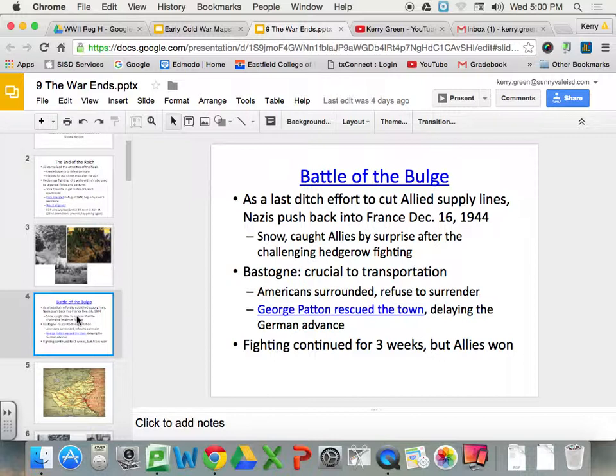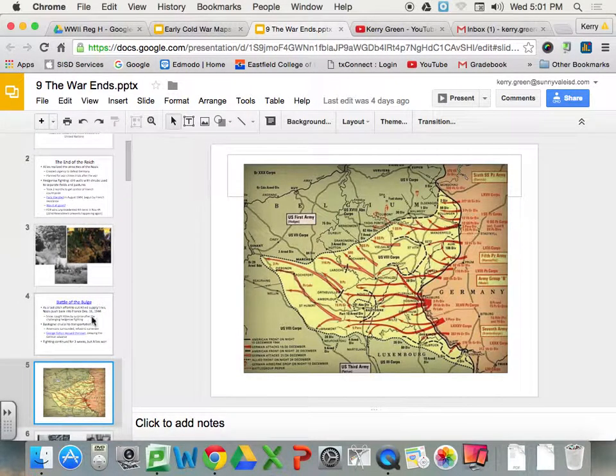And what you're going to see is that Bastogne is a hub for the railroad, and this is where Bastogne is, and it gets surrounded. The Americans hold Bastogne even as they're surrounded by Nazis. And then George Patton will bring his tanks and break through. When he does that, he starts pushing the Germans back.